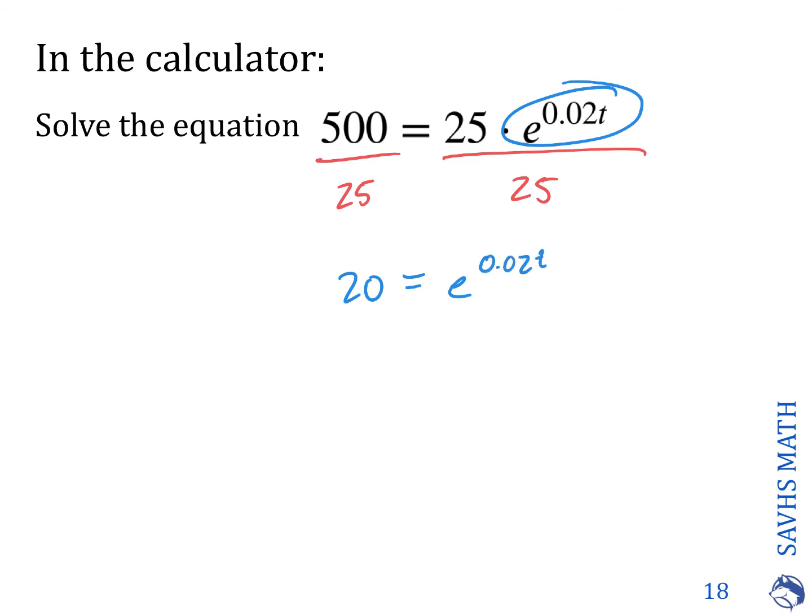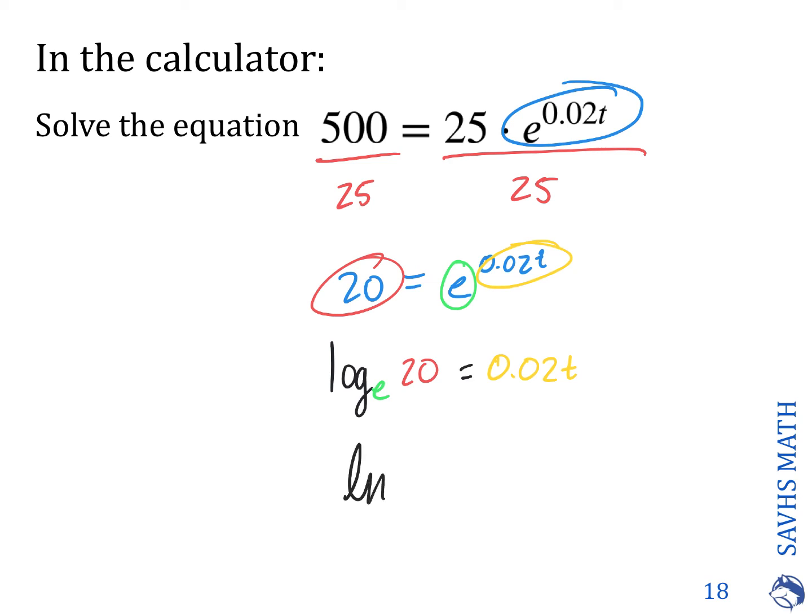Then when I rewrite with a log, I'm going to write log base e of 20 equals 0.02t. Now, just as a reminder, log base e is the same as writing ln of 20. That's going to help me put it into my calculator. It's just going to save me a little bit of time. 0.02t.